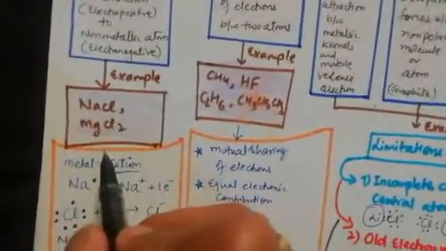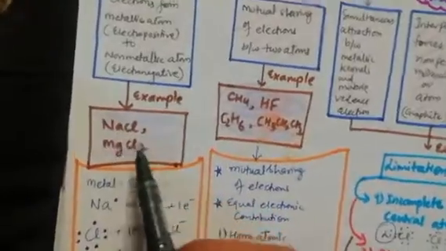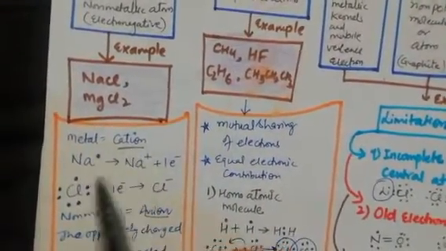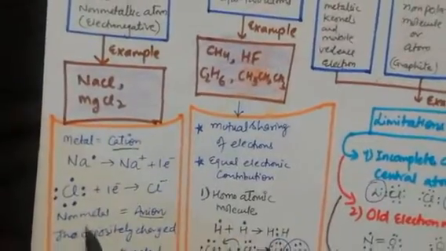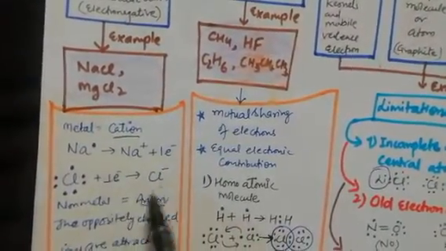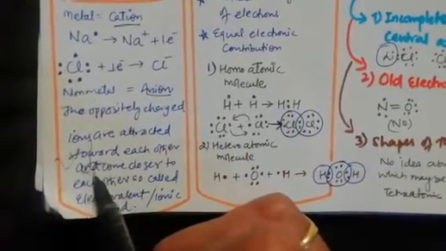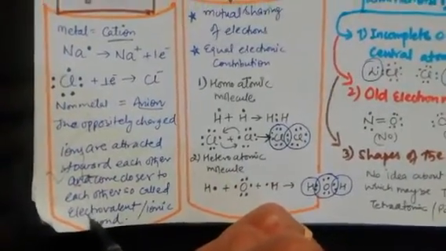For example, NaCl, MgCl. All metal and non-metal type bonds are formed this way, in which the metal behaves like a cation by donating one electron and the non-metal behaves like an anion by gaining one electron. The oppositely charged ions are attracted toward each other and come closer to each other, so it is called electrovalent or ionic.